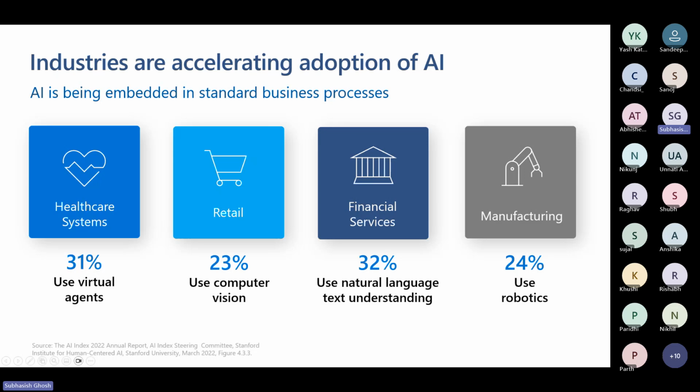Then financial services. Again, this is a world of its own. 32% use natural language text understanding. This is focused on, if you have a mathematical brain, improving trading algorithms, making sense of big data, laws and regulation, detecting fraud. Fraud analytics is a world of its own in financial services, right? They are heavily using generative AI.